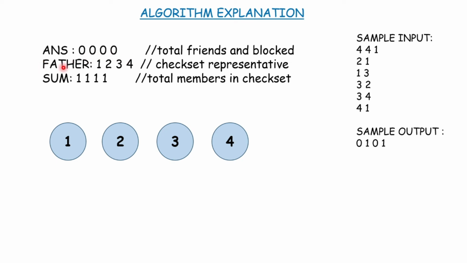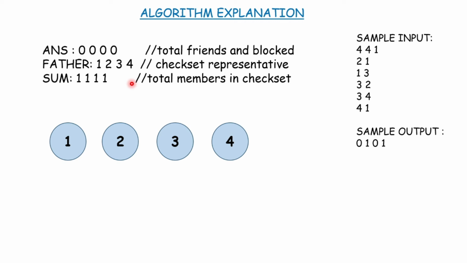The next array is father. The father array represents the check set representative, which we have talked about earlier. We initialize that every node is a father of itself at the beginning. At index i, 1 is the father of 1, 2 is the father of 2, 3 is the father of 3, and 4 is the father of 4. The sum array contains the total number of members in the check set. As there is only one node in the check set in the initial stage, we have assigned it 1 1 1 1.